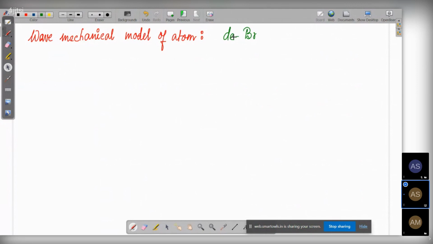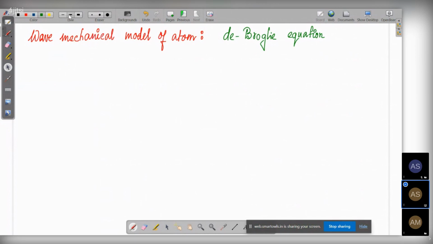This d is in small letter, not capital letter. So his full name is Louis de Broglie. The Louis is not written, only de Broglie is the de Broglie equation.